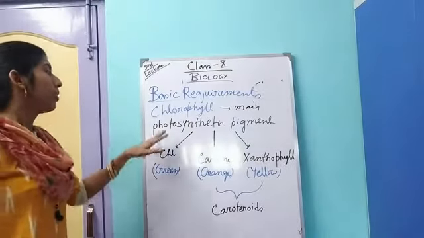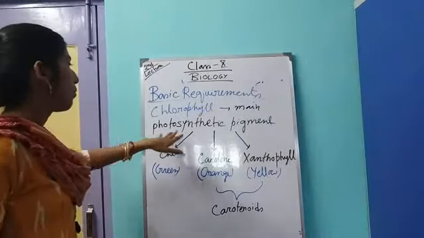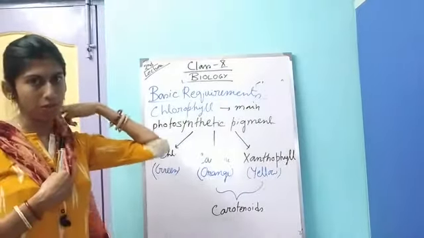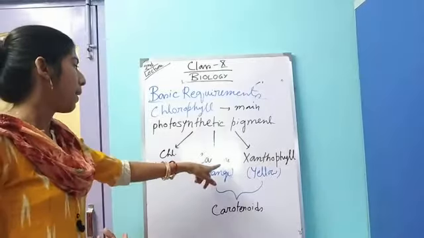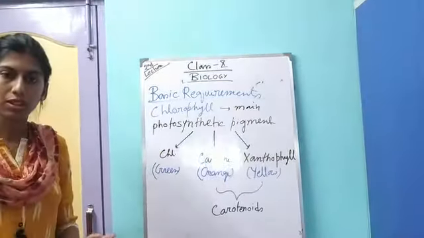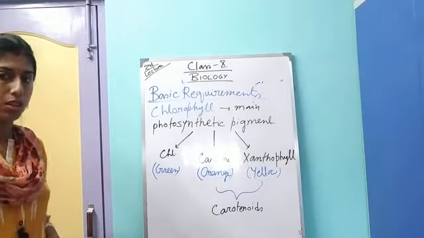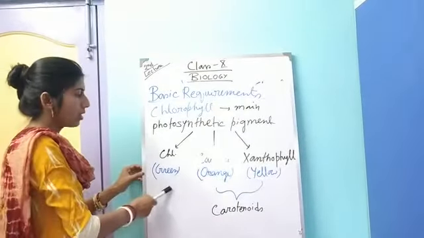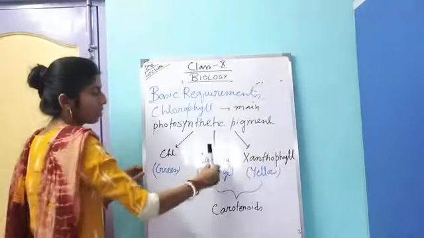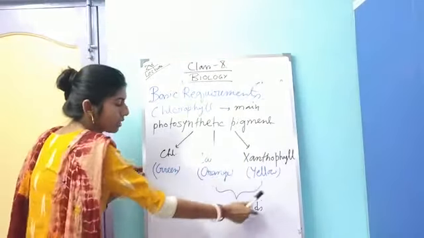Okay, so we come to the photosynthetic pigments. There are three main types of photosynthetic pigments. First one is chlorophyll, after that carotene, and last one is xanthophyll. These are the main photosynthetic pigments. Chlorophyll is green in color, carotene is orange in color, and xanthophyll is yellow in color. Carotene and xanthophyll together are called carotenoids.